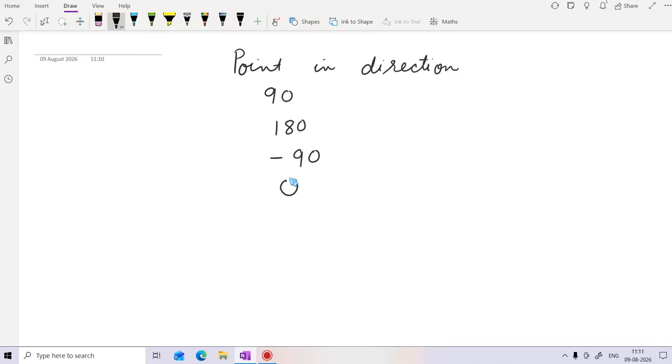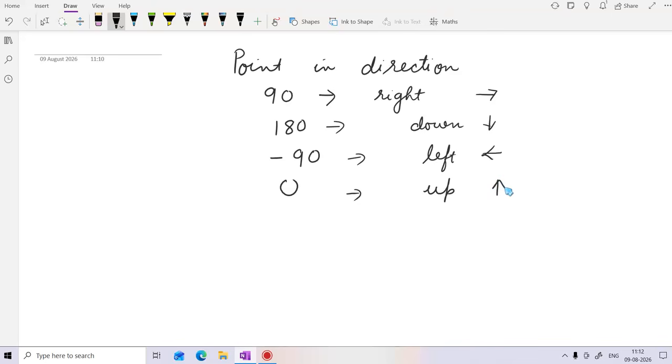First of all, you have to see these values. If we use the value 90, the direction is right side. If it's 180, it means it will go down. And if it is minus 90, it will be left side, like this. And 0 means up, and it will go like this, alright?